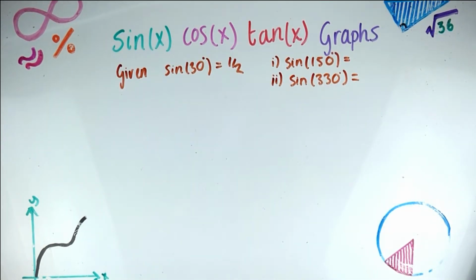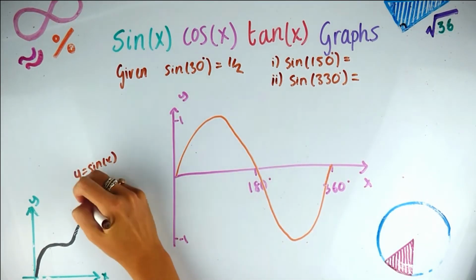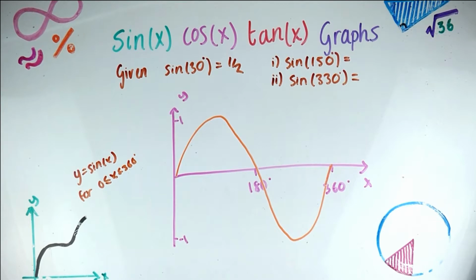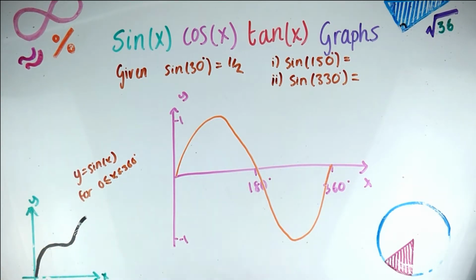So this question said, given that sine 30 equals a half, find sine 150 and sine 330, and it gave you a sketch, so I'm going to draw a quick sketch. It gave you the sketch of y equals sine x from 0 to 360, and it wants you to solve those in that region. So it's important that they've specified that. Okay, so it's told us that sine 30 is a half.